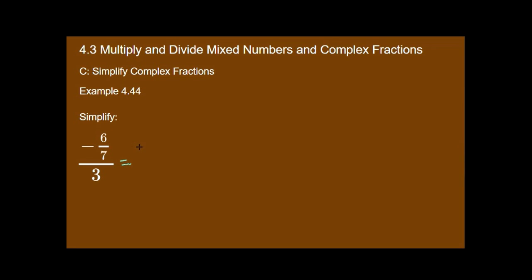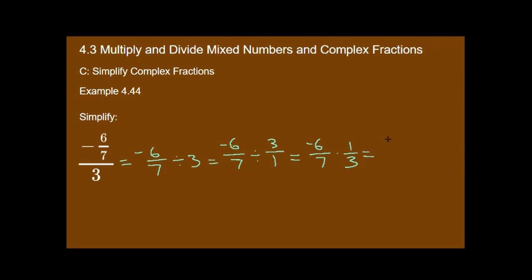We're going to have negative 6/7 divided by 3. And then I'm going to change this 3 into a fraction. Negative 6/7 divided by 3/1, right? Any whole number can be changed into a fraction by putting it over 1. And then I'm going to rewrite this as a multiplication problem. Negative 6 divided by 7 times 1/3. And then I'm going to multiply straight across, okay?